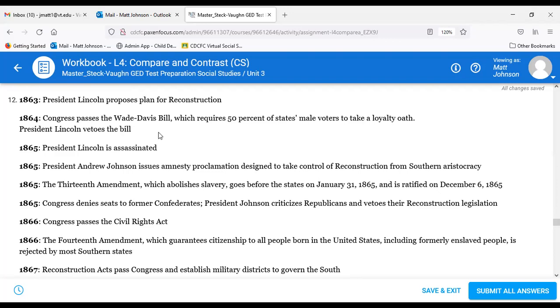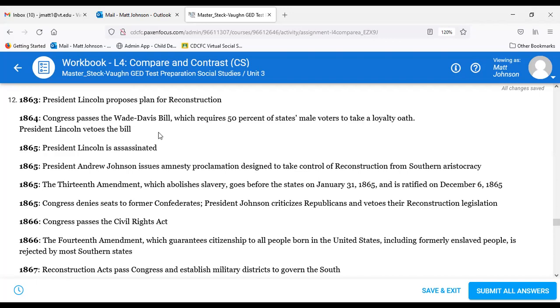Also in 1865, the 13th Amendment, which abolishes slavery, goes before the states on January 31st, 1865, and is ratified on December 6th, 1865. So it took almost a year, right? End of January of that year to the beginning of December of that year. But that's a whole process, and you consider that things move a little bit slower without a lot of modern technology.